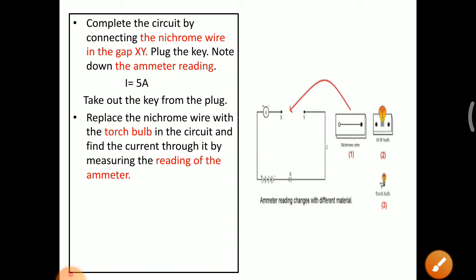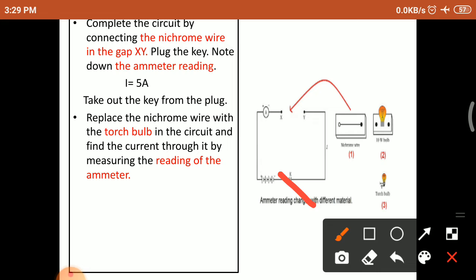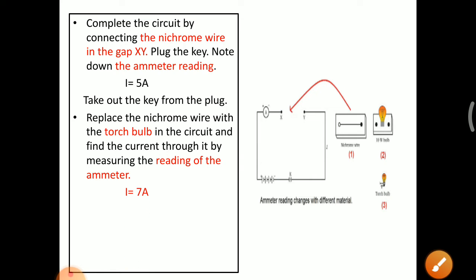Replace the nichrome wire with the torch bulb in the circuit and find the current through it by measuring the reading of the ammeter. Take out the plug key and remove the nichrome wire from the gap. Then connect the torch bulb in the gap. Then close the key. Now the circuit is a complete circuit. You have to take the ammeter reading. The ammeter reading is I equal to 7 ampere.